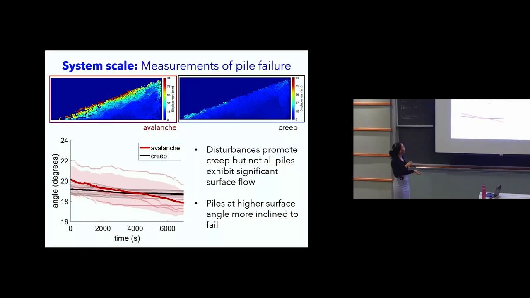So I'm pairing side by side an example of an experimental run where there are more substantial avalanche events with an example of an experimental run that was prepared in the same way and ran for the same amount of time, experienced the same disturbances, but only had some sort of creep events during the run. We measure the pile's angle as a function of time for each of those runs. And here I'm showing an average, the red being piles that avalanche during the course of an experimental run, and the black being those that just creep but didn't have these avalanche events.